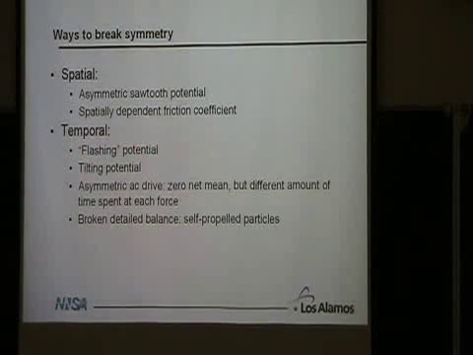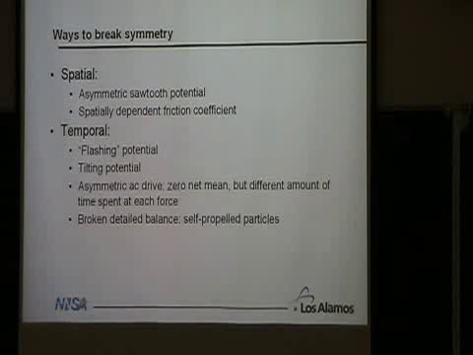A very famous one is the flashing potential. This is used in what are called stochastic ratchets. And the idea here is that you have a potential that the particle feels, and at some instant in time you turn that potential off, and the particle is able to move around under thermal fluctuations. And at another instant in time, you turn the potential back on. And after doing this over and over again, you can actually get the particle to transport across your system.